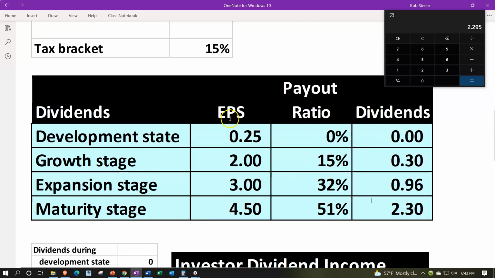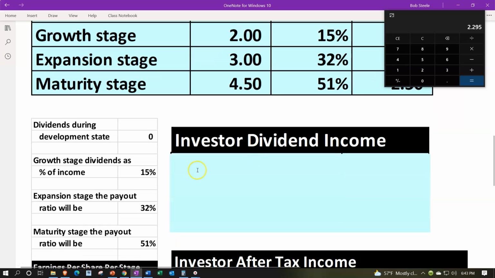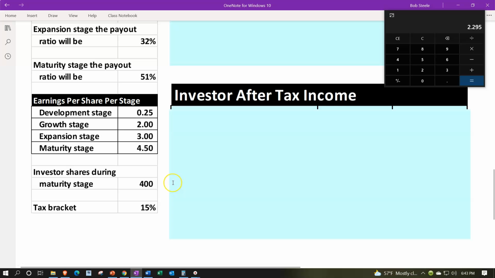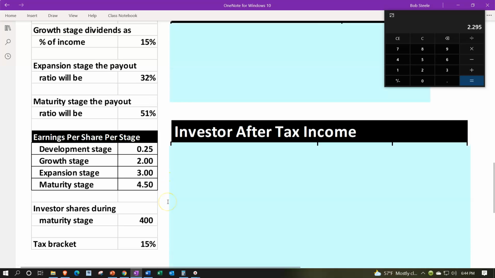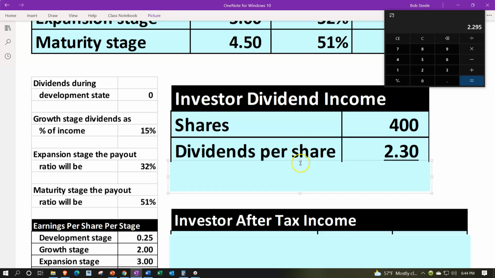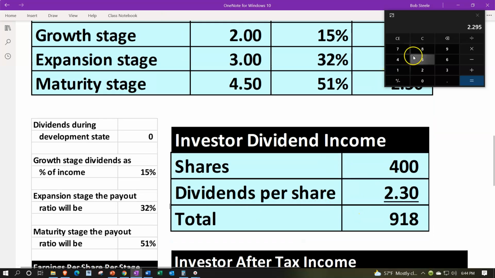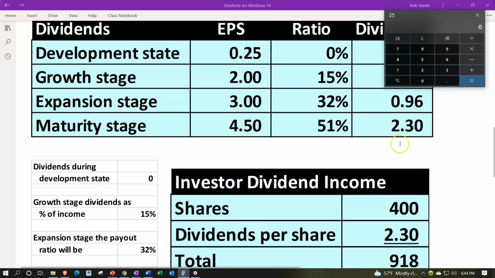We have the earnings per share, we've got the payout ratio, and then the dividends over the life cycle of these 4 stages that we are projecting out. Then we have the investor dividend income. So let's think about that from the standpoint of a particular investor that has these 400 shares during the maturity stage, tax bracket at the 15%. So the investment dividend income, if they have 400 shares, times the dividends per share at that stage, which we calculated to be maturity stage 2.3. The 400 times the 2.3 would mean we have the $920. Now it's a little bit different because this is rounded up.